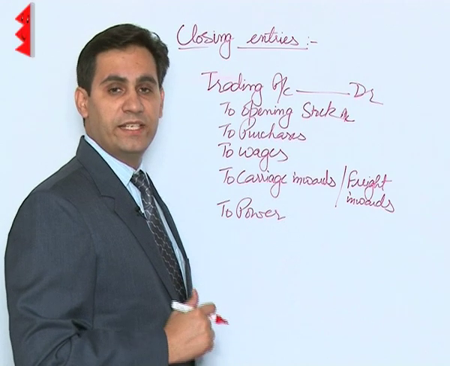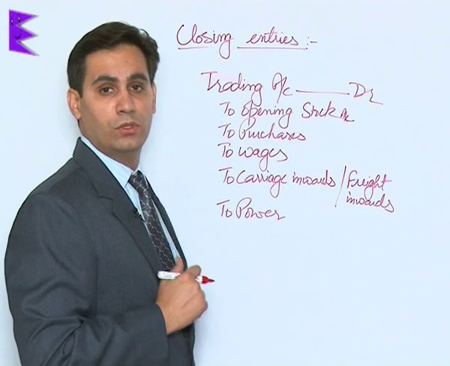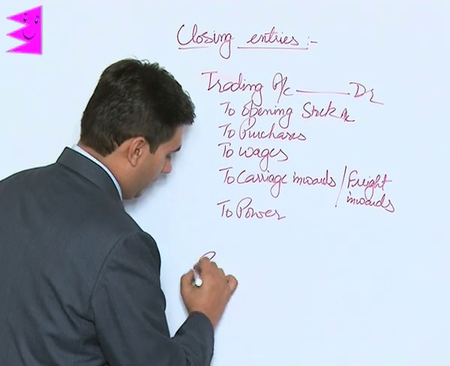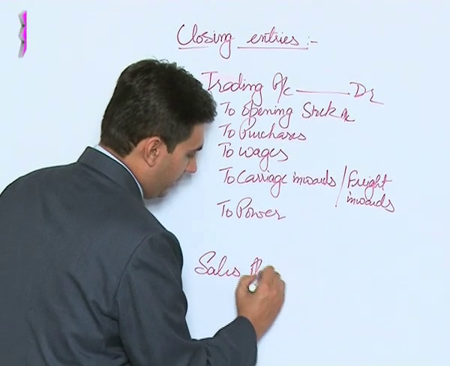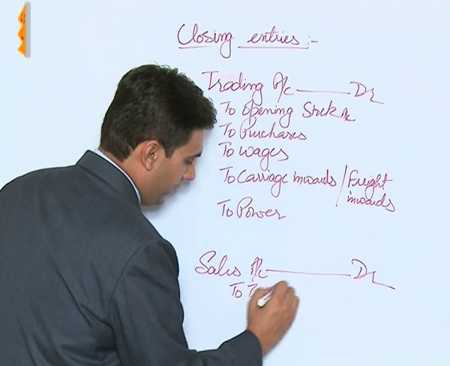Similarly, any receipts like sales etc. are also closed by transferring them to trading account. So the entry for that would be: sales account debited to trading account.